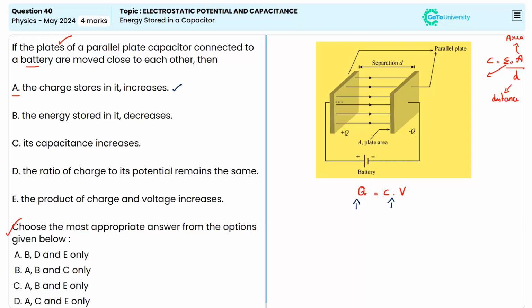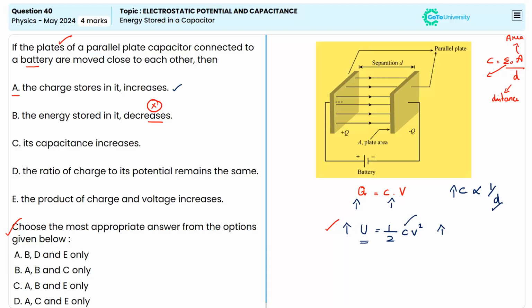Whereas option B is given as the energy stored in it decreases. It's known that the energy stored in a capacitor can be calculated using the formula U is equal to half CV square. It's known that C is inversely proportional to d. So when the distance is reducing, what will happen to the capacitance? The capacitance will increase. When the capacitance is increasing, what will happen to the energy? The energy will also increase, but it's given in the question that it's decreasing. So it should increase only. So we can say option B given here is a wrong statement.